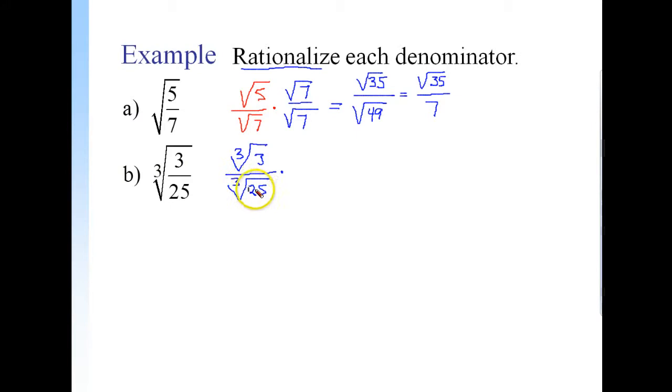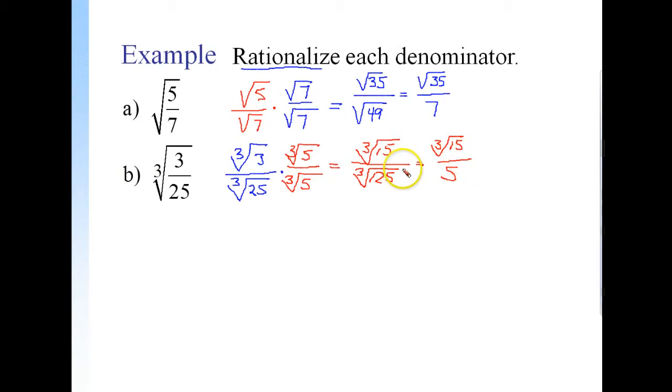Now, notice that 25 is 5 times 5, so to make it a perfect cube, I only have to multiply it by the cube root of 5. And there's the artisan or creative part of what number do you pick. So this then becomes the third root of 15 on top, and this becomes the third root of 125, which is now a perfect cube, which becomes 5, and then the third root of 15.